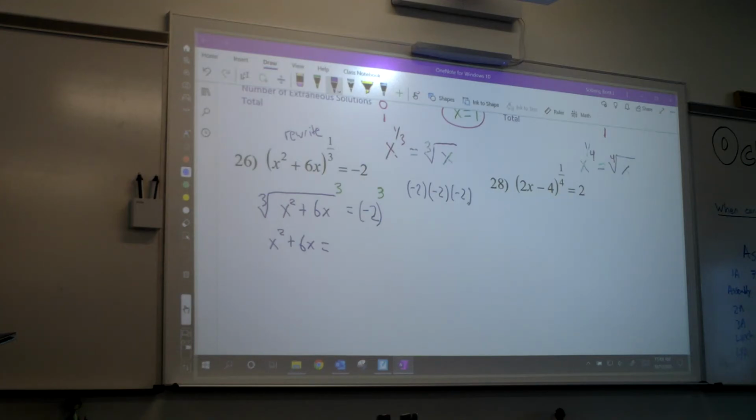And when I do that, negative 2 times negative 2 is what? 4. What's 4 times negative 2? So negative 2 cubed is negative 8. Awesome. Once again, we have a quadratic.